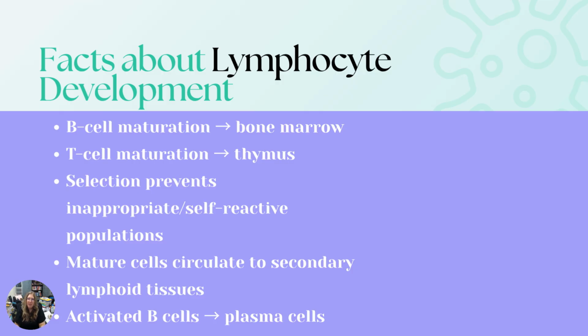But the maturation isn't just about where our cells live. These cells essentially have to go through a very specific screening process. We don't just want lymphocytes running around aggressively responding to our own tissues, right? So there's really a selection process that helps remove inappropriate or self reactive populations. Once they're mature, these cells then circulate into secondary lymphoid tissues where they can then encounter an antigen.